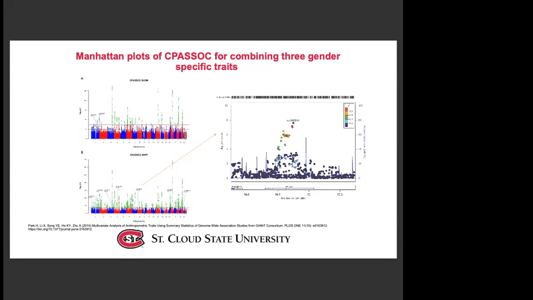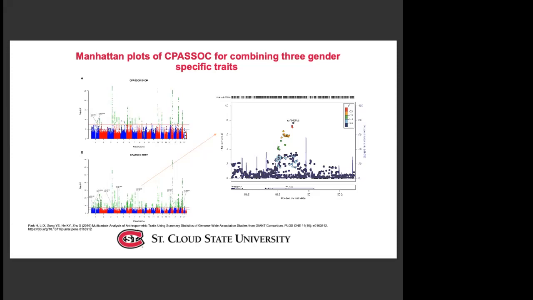BMI, body mass index. And waist-to-hip ratio, adjusted for BMI. After we adjust for BMI, the waist-to-hip ratio. Yeah. So those 3 traits, because they are anthropometric traits, just represent the human body, the height or the shape. So they are correlated. So it makes sense to combine those together.